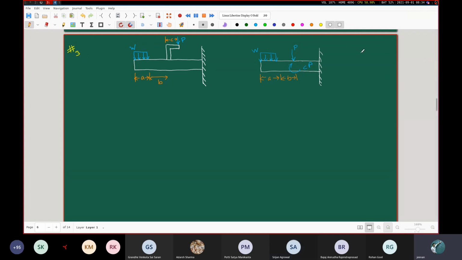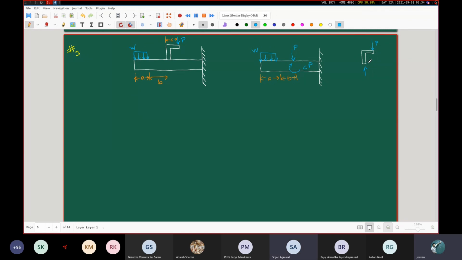Let me see what you are saying. You are saying that suppose I actually separate it out like this, and I want to draw the free body diagram of this. And now you are saying that, of course, I will need to have a reaction force like this. And there is a couple associated with this.